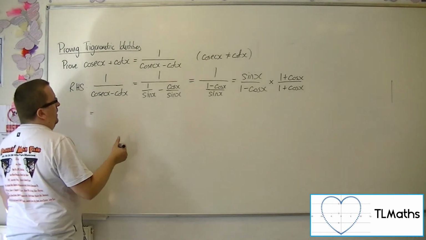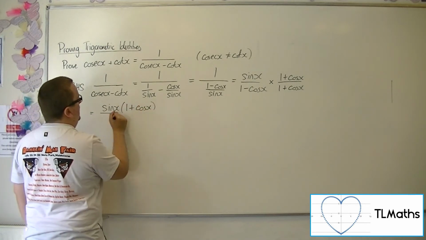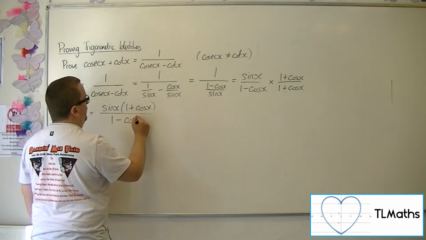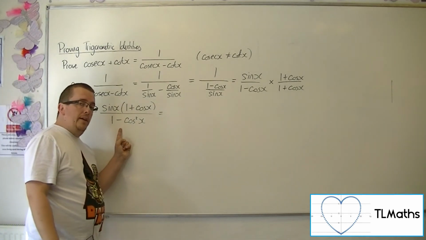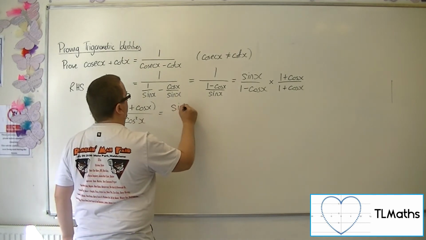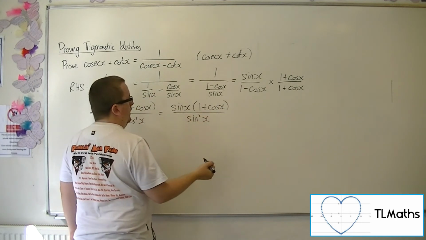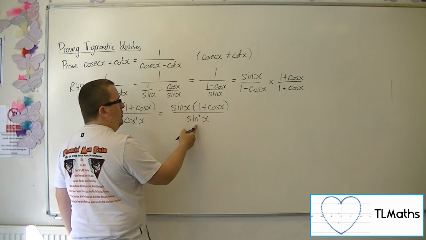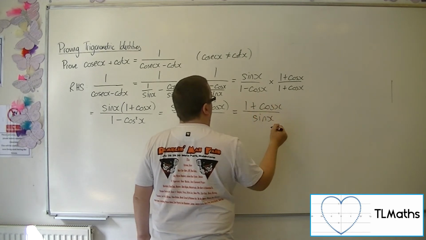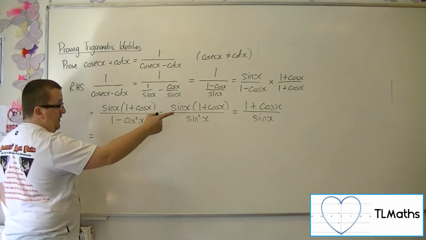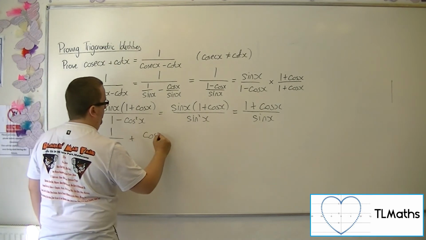So in the numerator, I will have sine x times 1 plus cosine of x. In the denominator, I will have 1 minus cosine squared x. Now, 1 minus cosine squared, we know is sine squared. I can now cancel a sine x from numerator and denominator. I can break that fraction apart by saying that's 1 over sine x plus cosine over sine x.